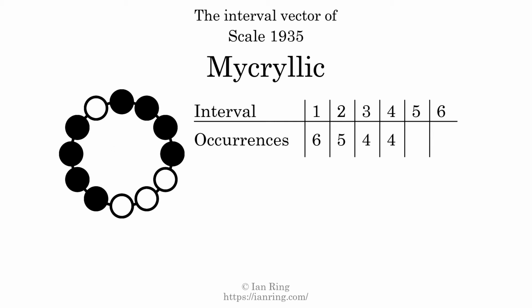There are 4 intervals with the size of 4 semitones. They are here, here, here, and here. There are 6 intervals with the size of 5 semitones. They are here, here, here, here, here, and here. There are 3 intervals with the size of 6 semitones. They are here, here, and here. Each interval does not appear in this scale a unique number of times, so this is not a deep scale.